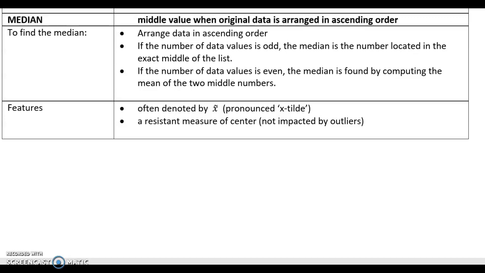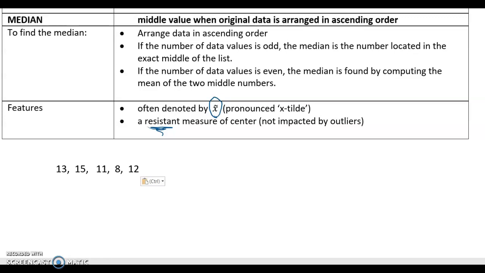Some features of the median. It's often denoted by X with a funny line over it called a tilde. So we call the median X tilde, you can see here. And it's considered a resistant measure of center because it's not impacted by outliers. Well, that makes sense because the median is only considering the middle values.